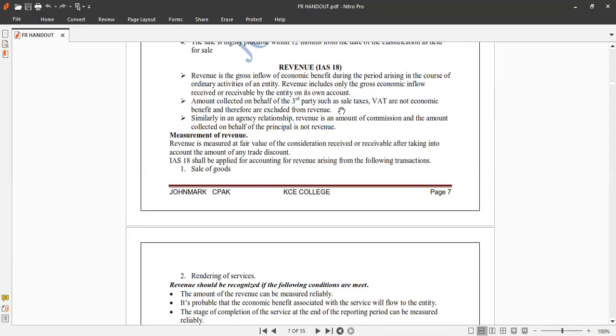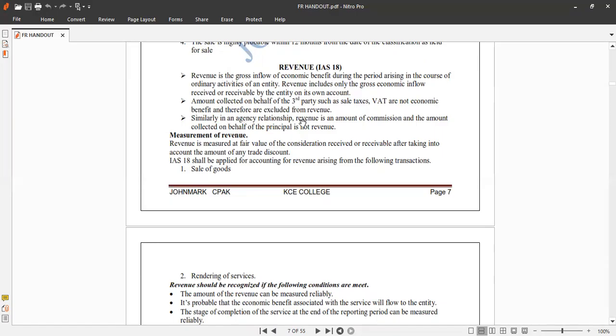Mostly for supermarkets and in the hotel industry, their revenue figures are always inclusive of VAT. Now remember, VAT is not your revenue. VAT is an amount collected on behalf of the government. So in this case, when determining your revenue, you should take the amount of sales, first of all deduct the VAT. The net sales is what you recognize as your revenue.